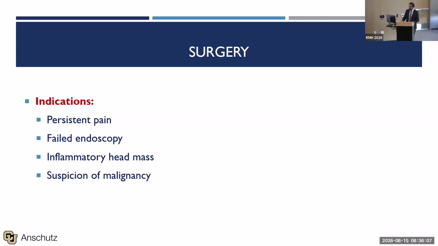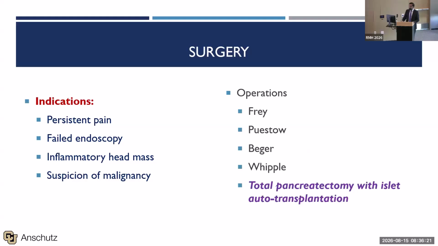Let's talk about surgery. Indications include severe pain, prior failed endoscopy, or if there's suspicion for malignancy or inflammatory head mass. These patients can be hiding malignancy, and if you have concerns, sending someone to surgery is reasonable. There's a lot of options that exist, and our pancreatic surgeons here are quite talented. And one of the things that we're working on currently is actually getting a program for total pancreatectomy with islet autocell transplantation, which we're hoping to have up and running in the next several months. But we're in the process right now with our peds colleagues as well on getting this.